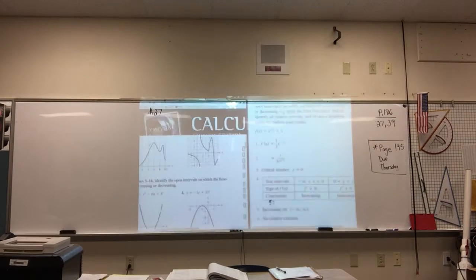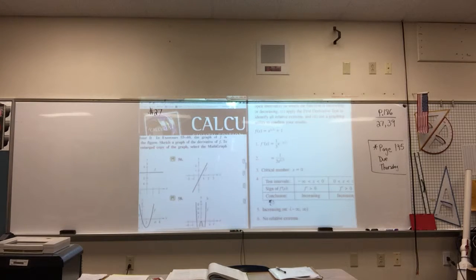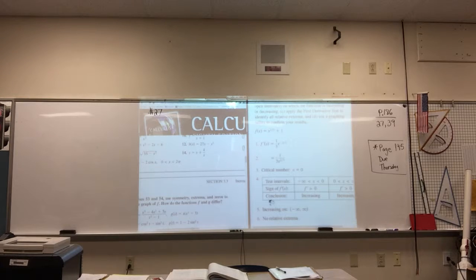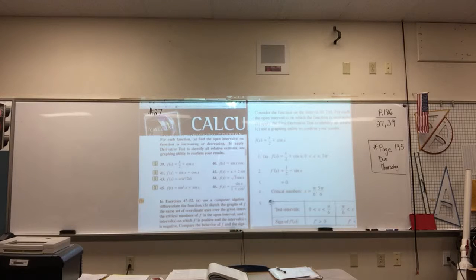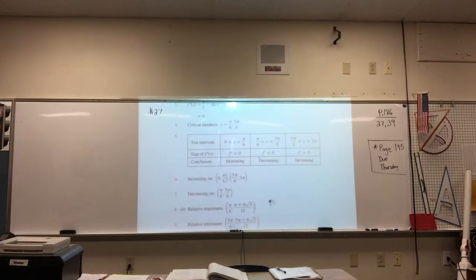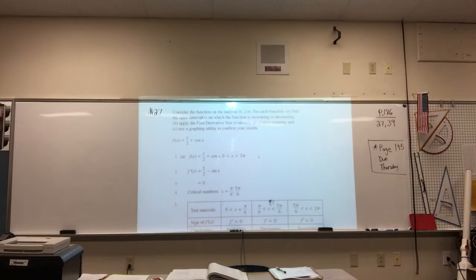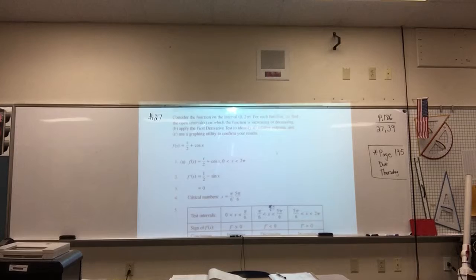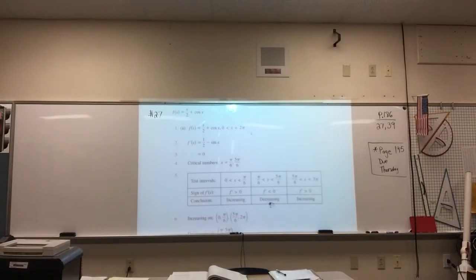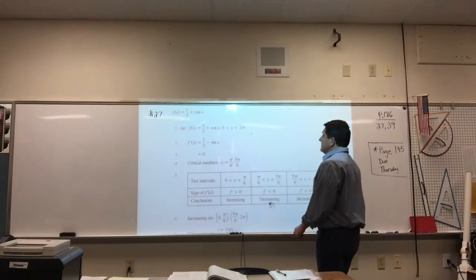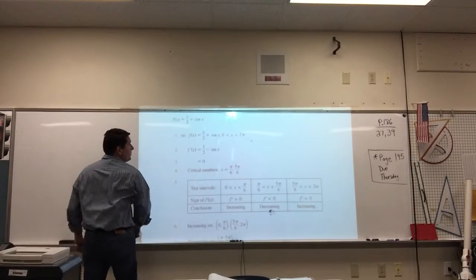Okay. The next one was 39. And 39 was a similar direction, where it says find the intervals where it's increasing and decreasing, and then find the critical number. So this is kind of interesting because the function is y equals x divided by 2 plus the cosine of x. Okay, so this is number 39 now.